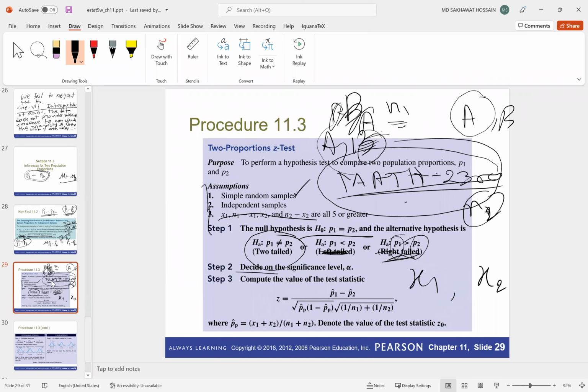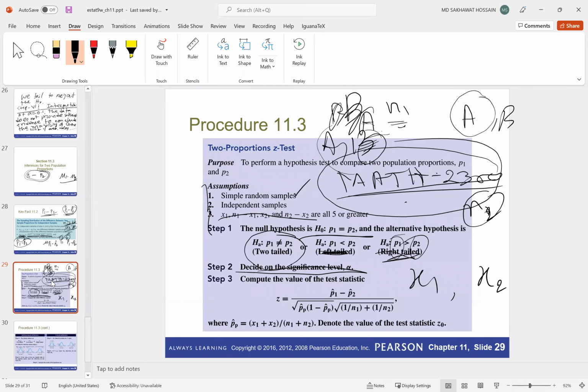Okay, then step 2 is to decide the level of significance. So you have to decide the level of significance. That means how much type 1 error you want to tolerate, or how much type 1 error you want to consider. Then compute the test statistic.